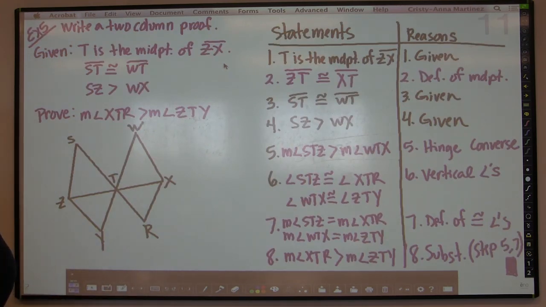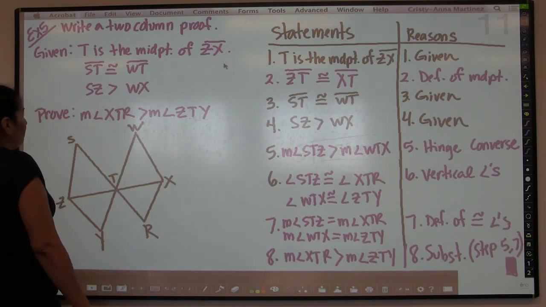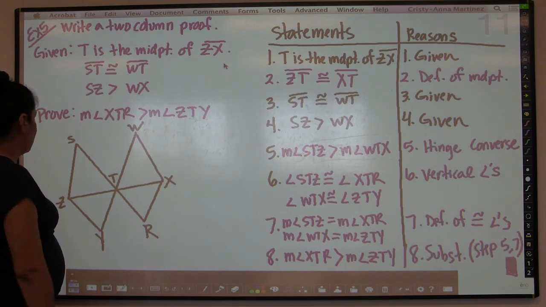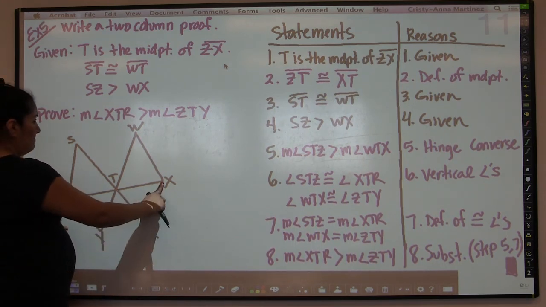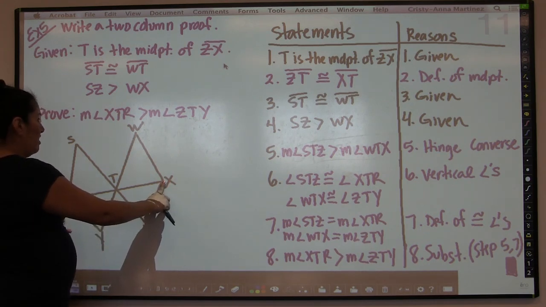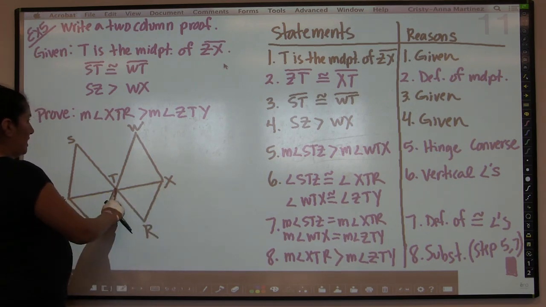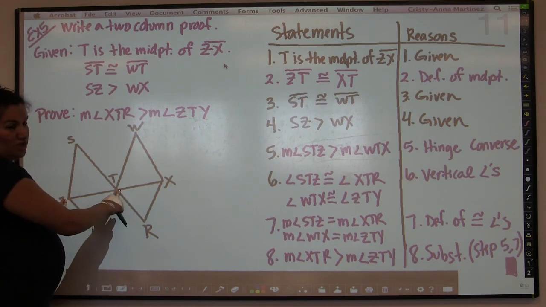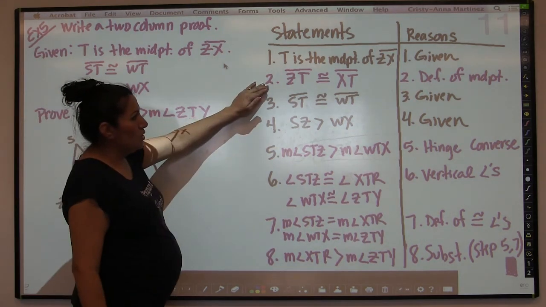In this case, I kind of already wrote the proof out for you, but I want to go over the steps with you so that you can see what happened. Basically, they're asking me to write a two-column proof, and they're telling me that T is the midpoint of ZX. So here's T, the midpoint of ZX. That's my first step. And because T is the midpoint, that means that ZT and XT are the same. They're congruent by the definition of the midpoint. That's where step 2 goes.